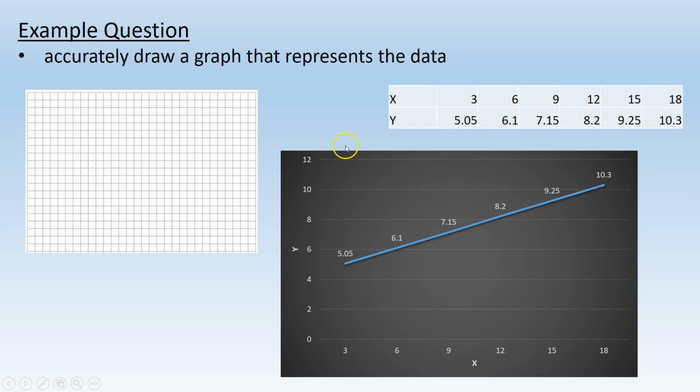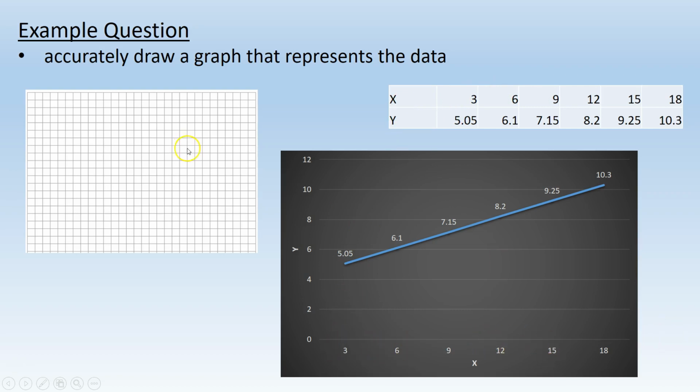So I've done this using Excel, so I've produced a graph on Excel. So accurately draw a graph that represents the data. Okay, so here we've been given our x and y axis. So it was easy for me to plot. Okay, so I've got they jump up.